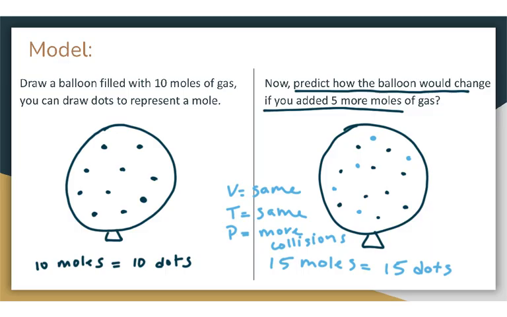If instead of having the volume the same, the temperature the same, and the pressure the same, maybe I kept the pressure the same and changed the volume. Pressure stays the same. Well, what would happen to my volume if I want those collisions to stay the same? My balloon might have to get bigger. So we have some different things that we need to consider as we're now adding more moles of gas into our pictures. I didn't draw the arrows on these, but you could have drawn those arrows. For the sake of time, I'm going to just leave my models at that.